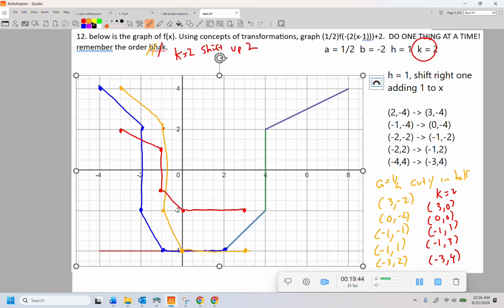Almost done. Let's do this in purple. So now I have the point (3, 0) because I shifted up 2. I have the point (0, 0) because I shifted up 2. This guy is going to go right here. And this guy is going to go up 2 units from 1 to 3. Should be right there. And this guy goes up 2 units from 2 to 4. There is the final transformation.